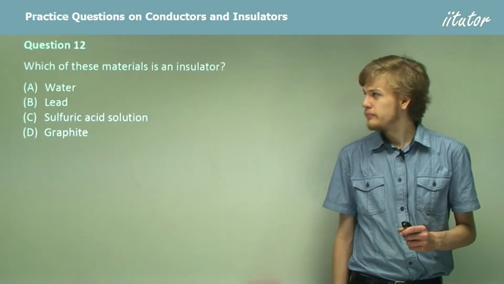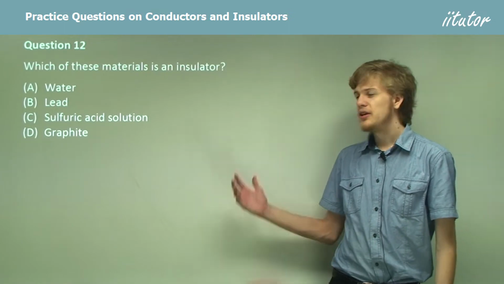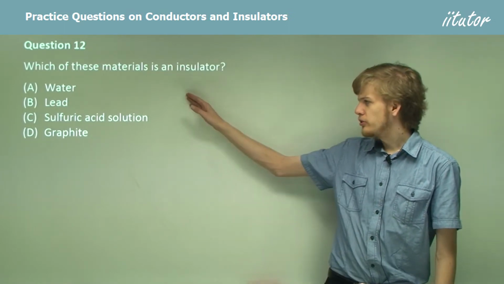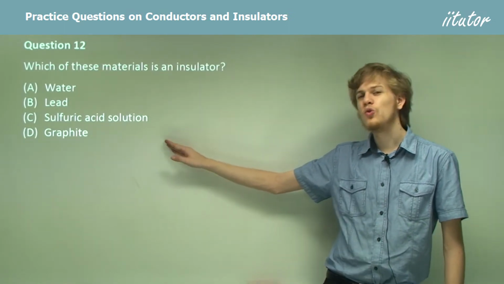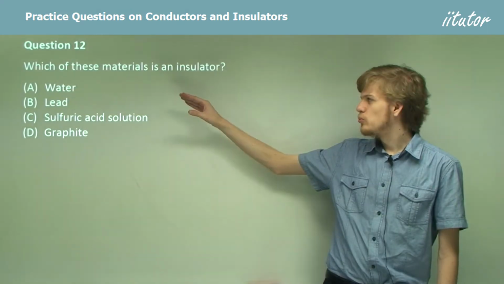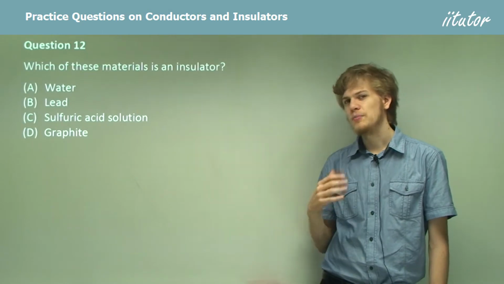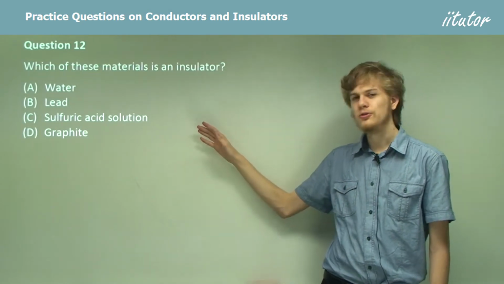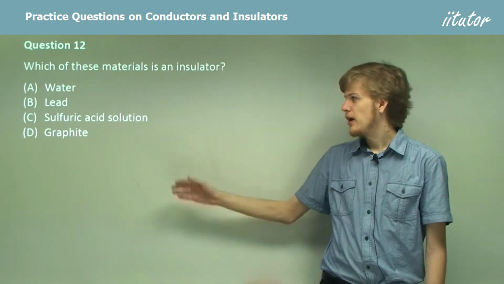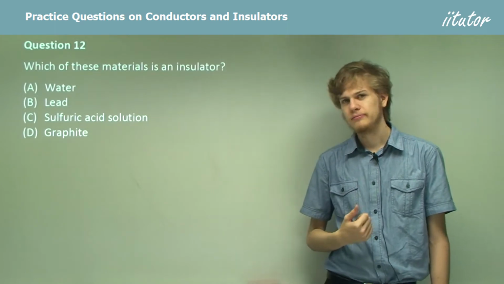Question 12. Which of these materials is an insulator? Water, lead, sulfuric acid solution, or graphite? Water is, of course, a type of molecule. Lead is a type of metal. Sulfuric acid solution is a dissolved acid. And graphite is a carbon compound.